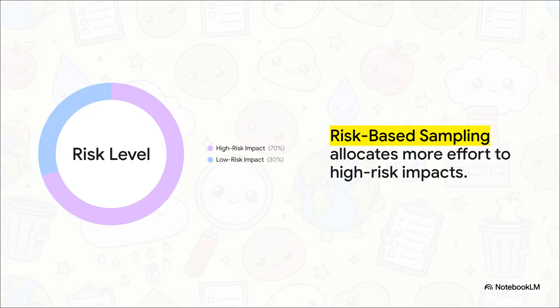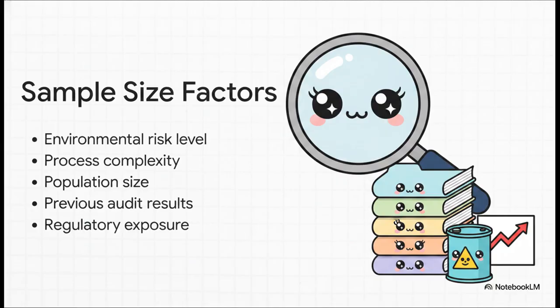Simply put, you hunt where the danger is. You direct your resources to where failures could cause actual environmental harm or massive regulatory penalties. Because of this, determining the actual sample size is critical. High-risk areas require a magnifying glass and a much, much larger sample size.